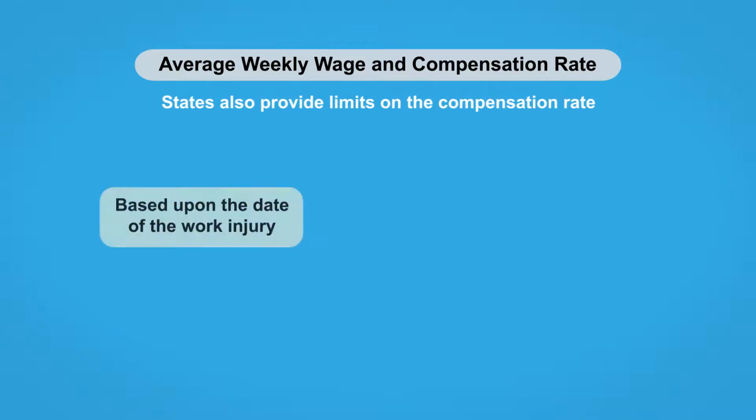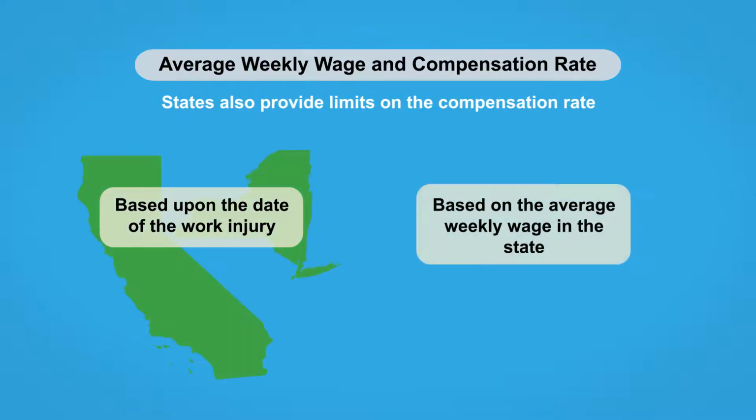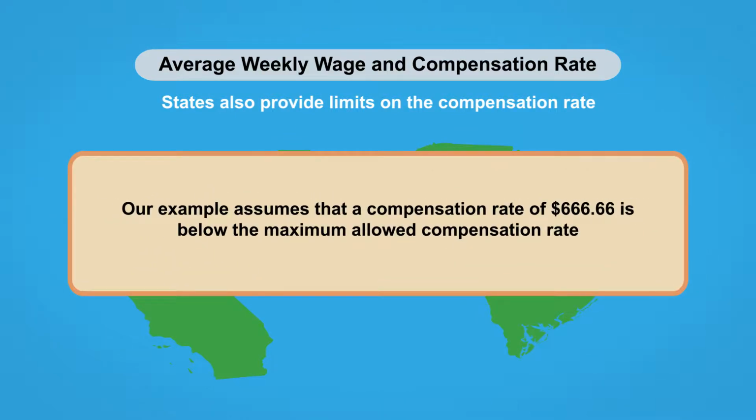States also provide limits on the compensation rate. These limits can be based upon the date of the work injury, such as in California and New York, the average weekly wage in the state, as in South Carolina, or other factors. Our example assumes that a compensation rate of $666.66 is below the maximum allowed compensation rate.